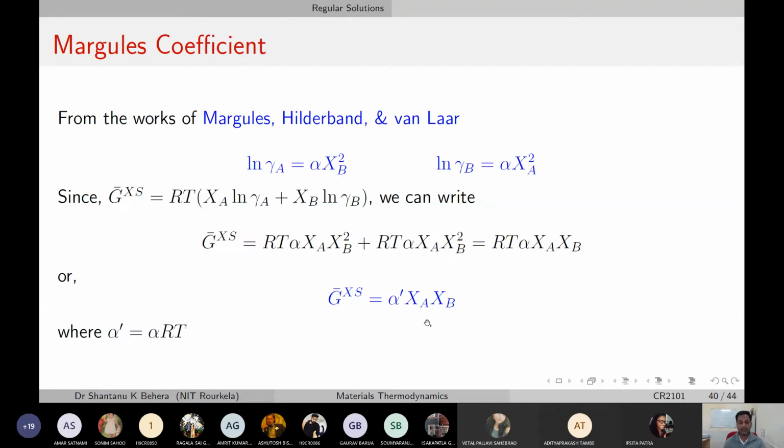And based on that, you see that you get from the works of Margulis, Hildebrand and Van Laar, from the real gas theory and the van der Waals equation, which is, if you look at it, the formation of an equation of state derived for real gases, taking corrections onto the ideal gas behavior.